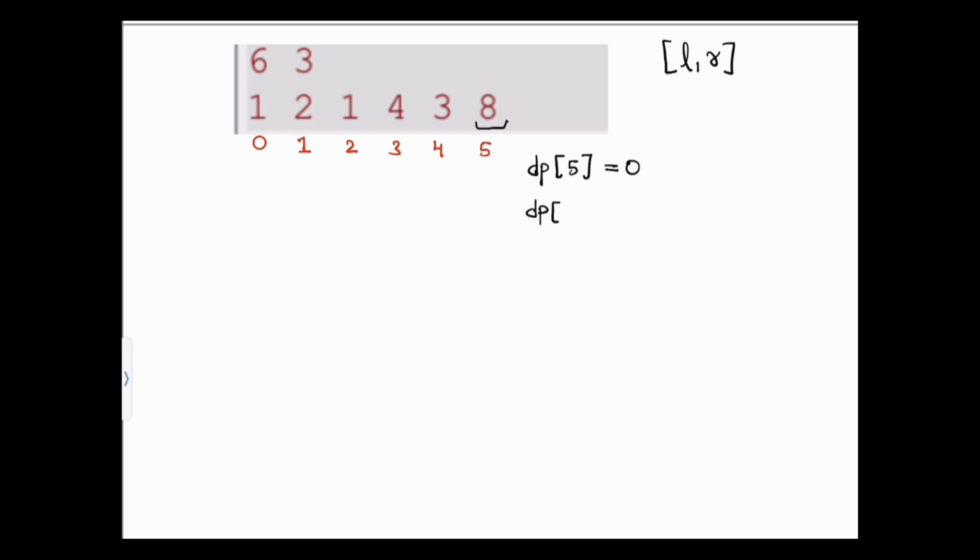So we will store it somewhere. So say dp of 4 is equal to 1. Now let's talk about starting from the third index.